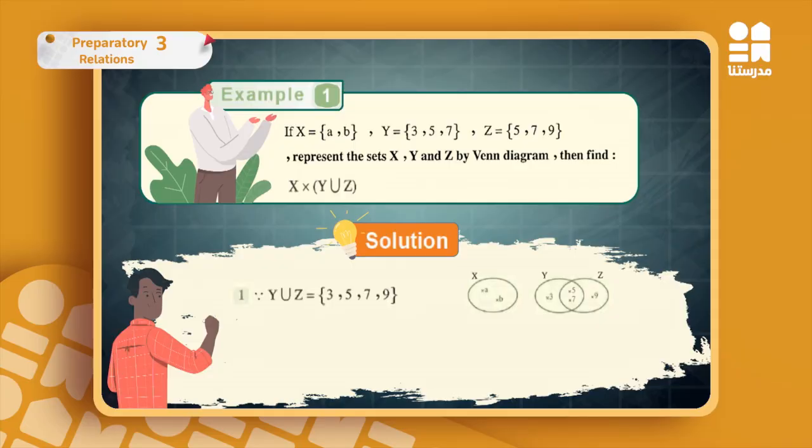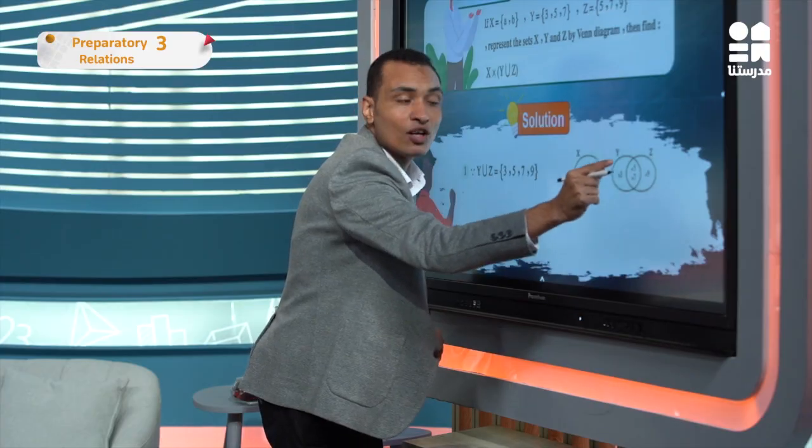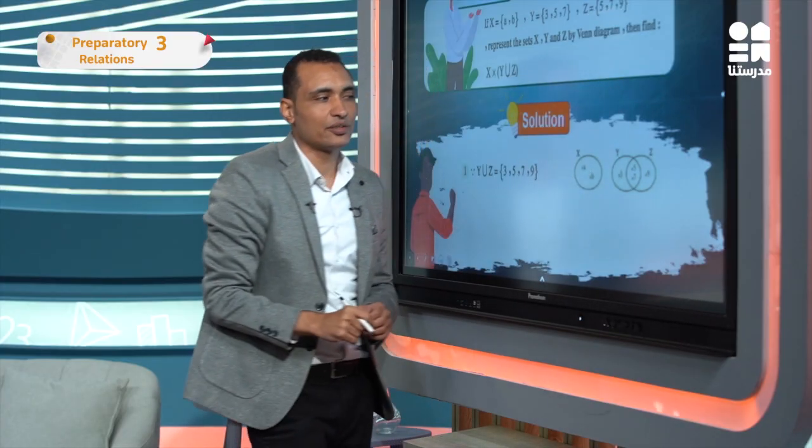It means all elements that are in Y and Z without repeat. So, I will write 3 and 5 and 7. I wrote 5, so I will not write it again. Also, I wrote 7, so I will not write it again. And then I will write 9. وبرضه ممكن تجيبها من Venn diagram. The union of Y and Z is all elements you can see here: 3, 5, 7, and 9.